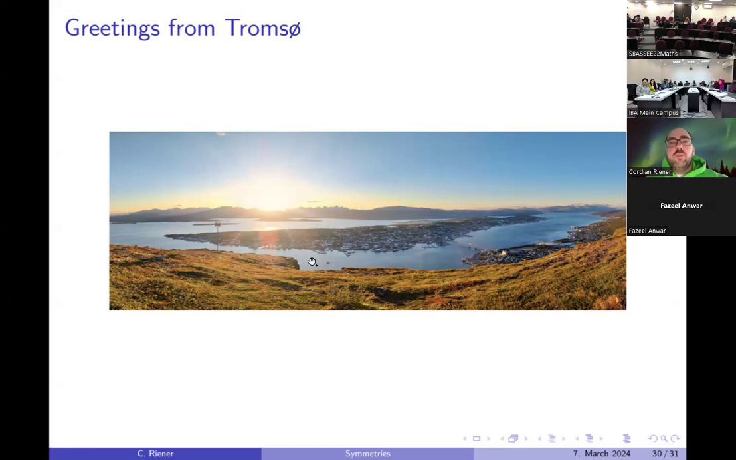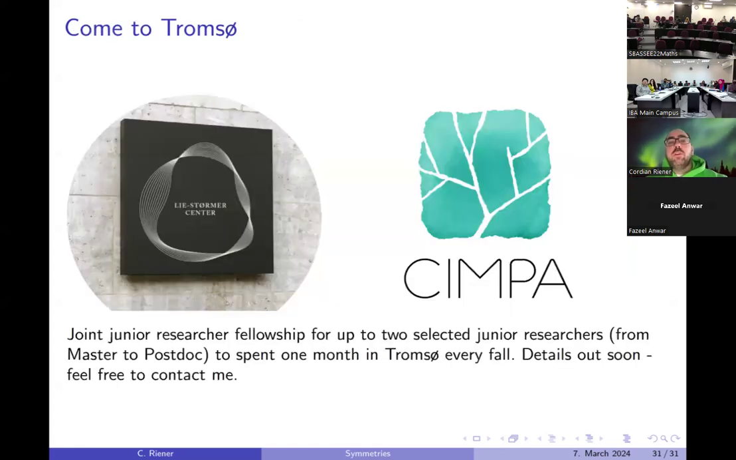So it's a beautiful place, and I just want to mention this to you because starting from this year, we have a collaboration with SIMPA. This is a SIMPA school, so it seems just fitting to mention this. We will have the possibility of 2 selected young researchers, from master to postdoc, to spend 1 month in Tromsø every fall in collaboration with SIMPA.